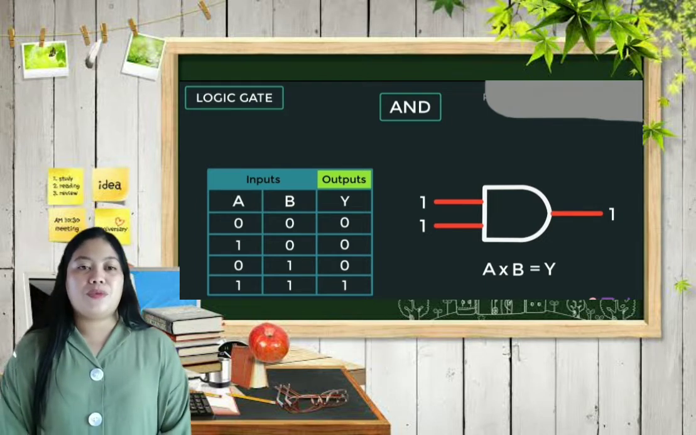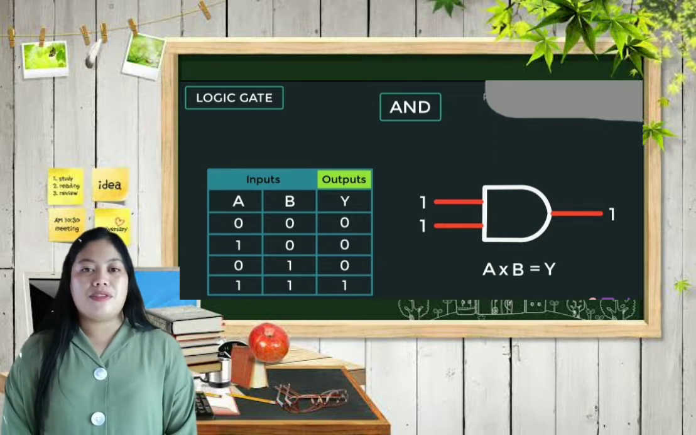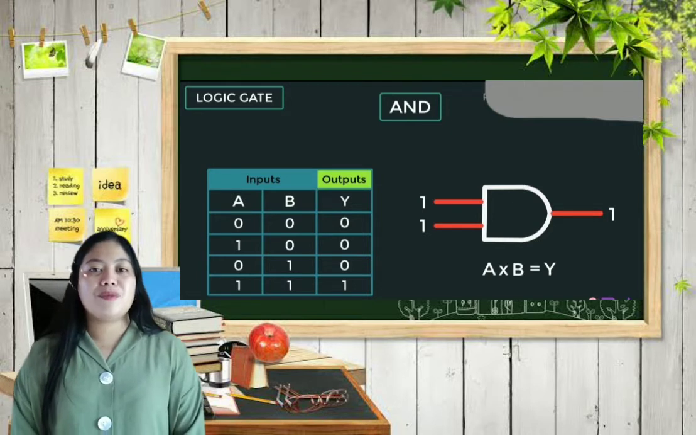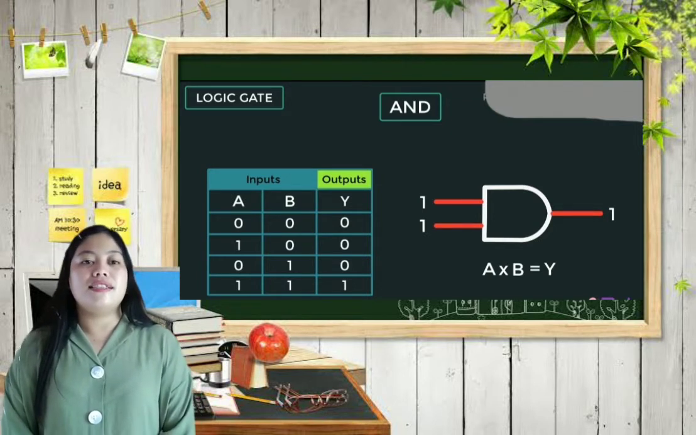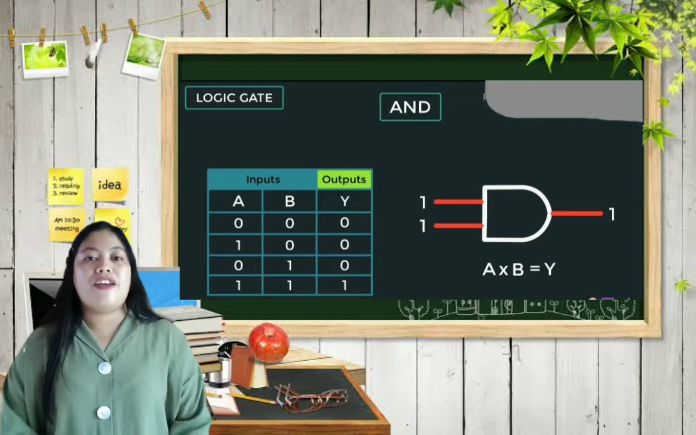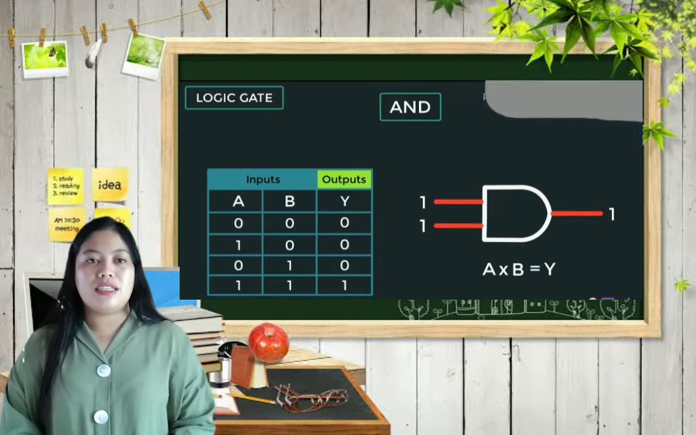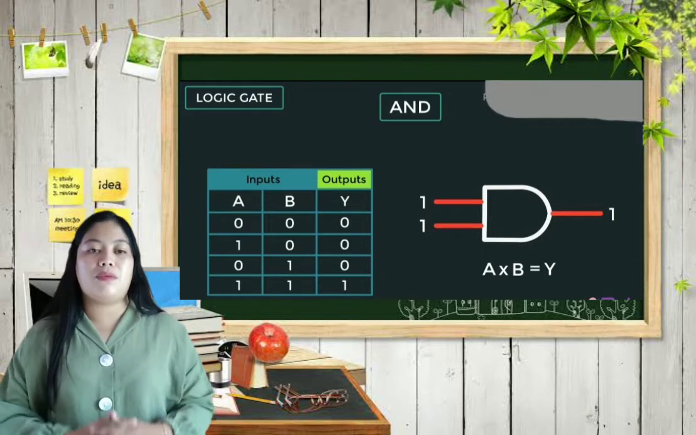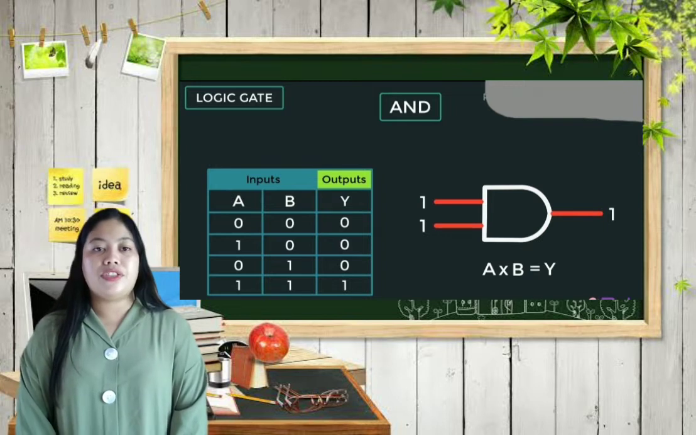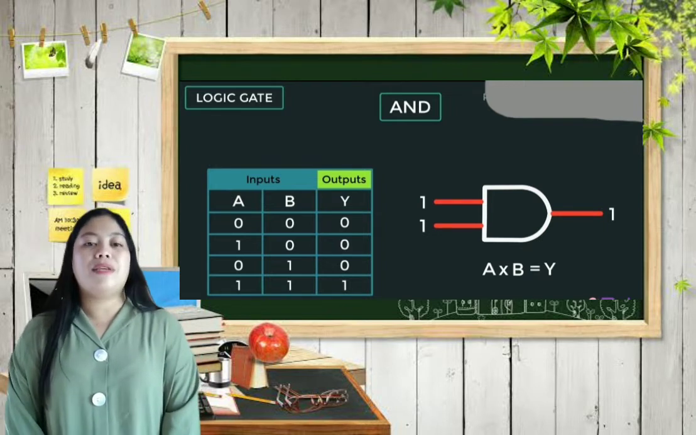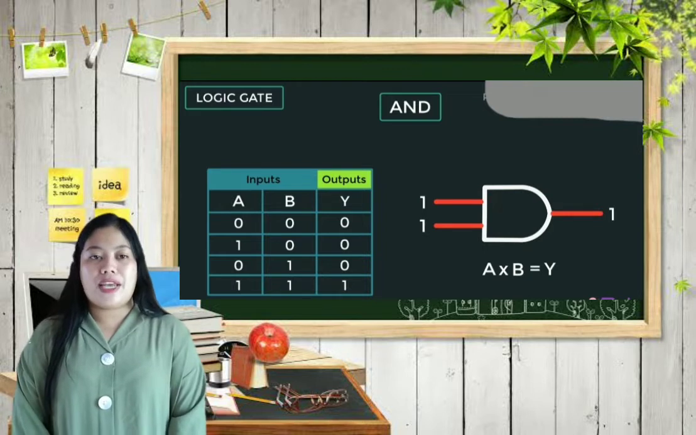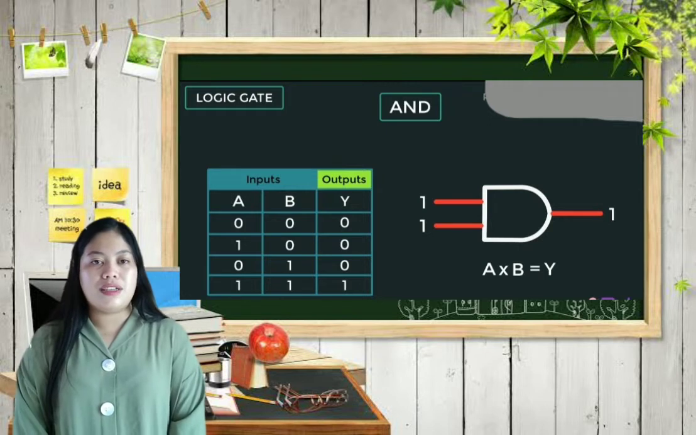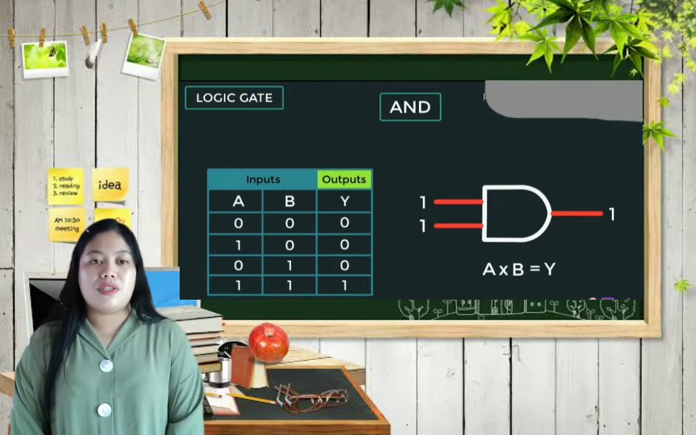Second set of inputs will be A equals 1 and B equals 0. Since only A has an input and B doesn't, the output will be equal to 0. Since A into B equals Y, if we put A equals 1 into B equals 0, the result from this operation will be equal to 0. Similarly, for the third input, A equals 0 and B equals 1, we will have the same result. Since A equals 0 into B equals 1, the output Y is equal to 0.